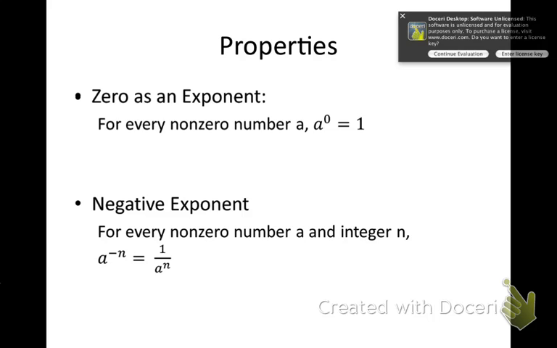We do have all these properties. Okay, the first one here, 0 as an exponent. Every one of them starts off with "for every non-zero number." You don't need to write that down. The important part is writing down this property right here.